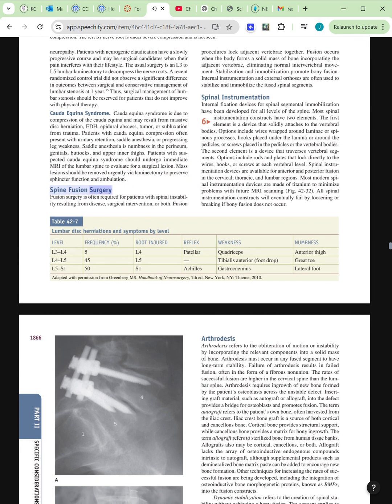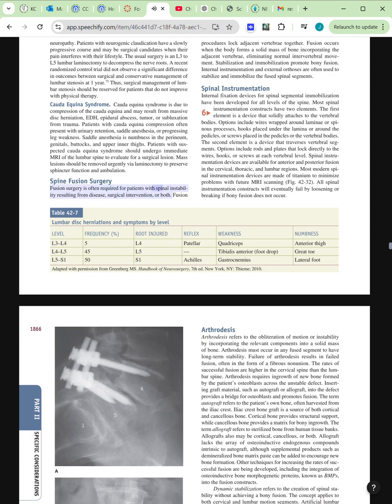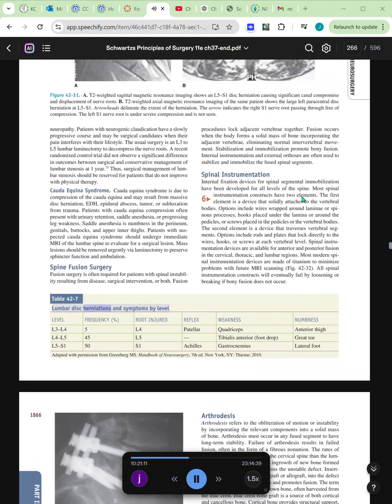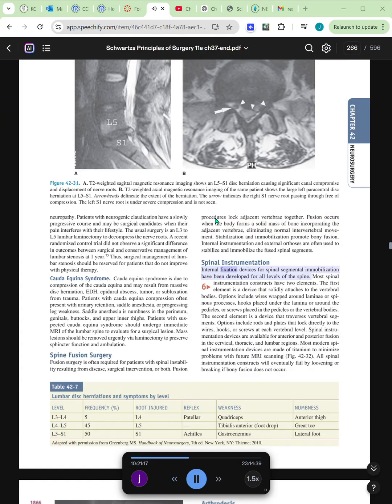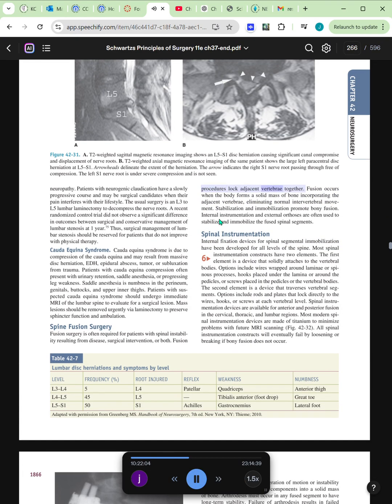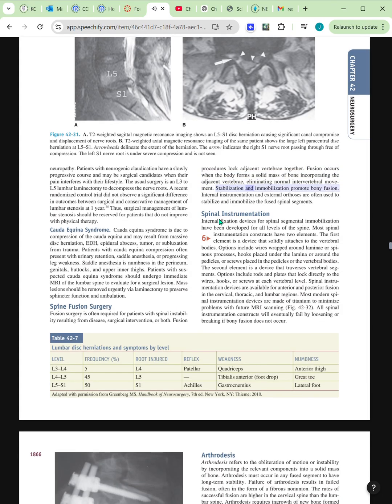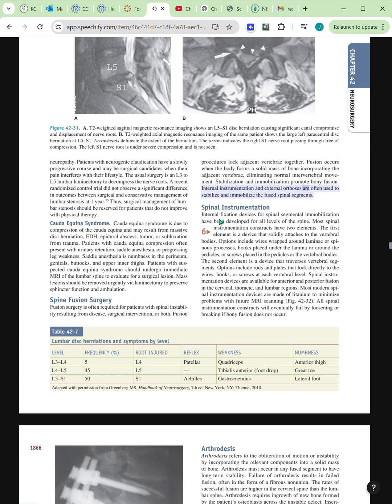Spine fusion surgery. Fusion surgery is often required for patients with spinal instability resulting from disease, surgical intervention, or both. Fusion. Table 42-7. Lumbar disc herniations and symptoms by level. Internal fixation devices for spinal segmental immobilization. Procedures lock adjacent vertebrae together. Fusion occurs when the body forms a solid mass of bone incorporating the adjacent vertebrae, eliminating normal intervertebral movement. Stabilization and immobilization promote bony fusion. Internal instrumentation and external orthoses are often used to stabilize and immobilize the fused spinal segments.